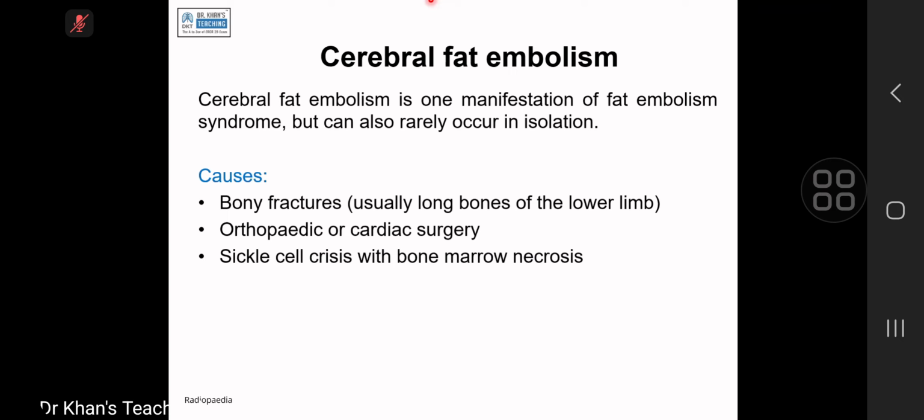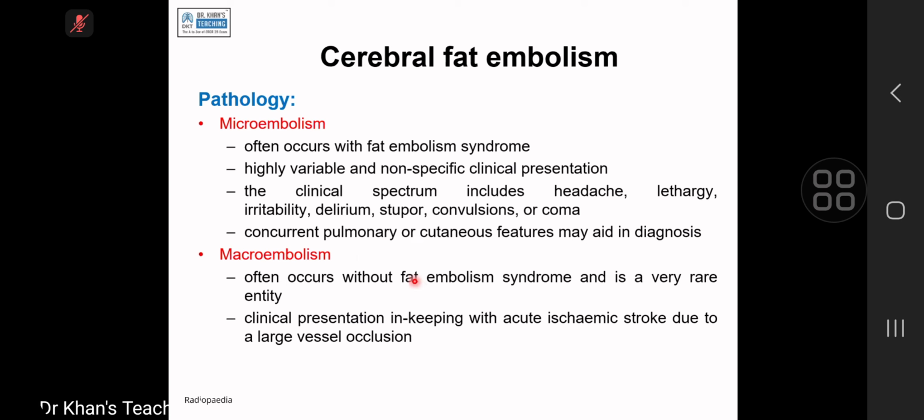These patients will come with femur fracture, maybe bilateral femur fracture, and there can be fat embolism. So cerebral fat embolism can be because of bone fractures. It can be because of orthopedic or cardiac surgery, sternotomy, or sickle cell crisis with bone necrosis. So look at the pathophysiology.